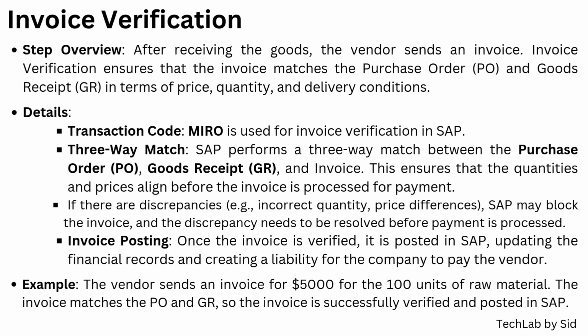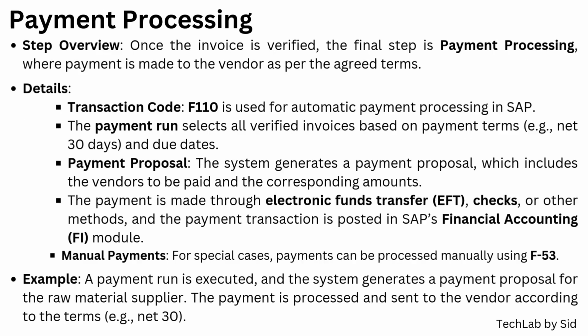Example, the vendor sends an invoice for $5,000 for the 100 units of raw material, and after confirming the match with the PO and GR, the invoice is successfully verified. After invoice verification, payment processing begins. The system generates a payment proposal using transaction code F110, selecting invoices due for payment based on agreed terms.